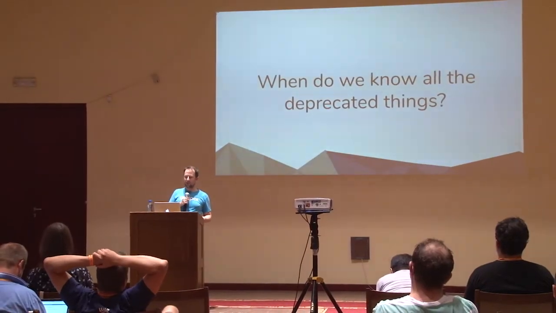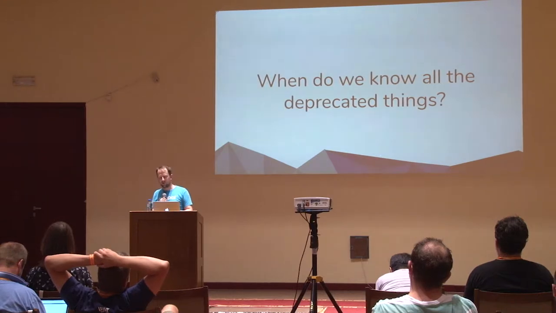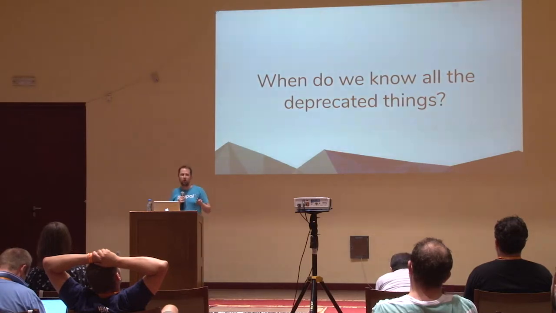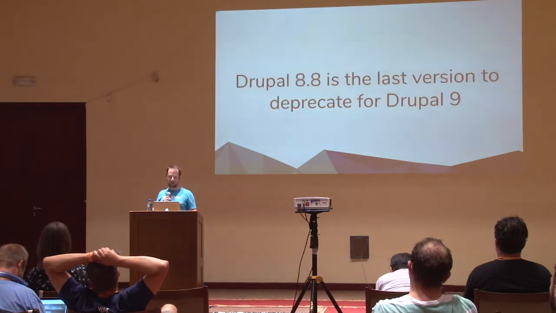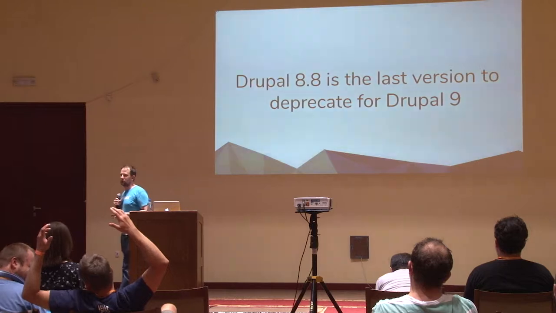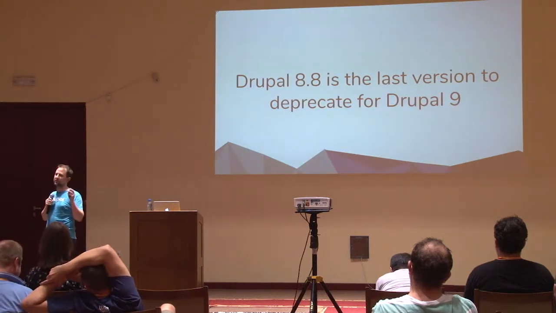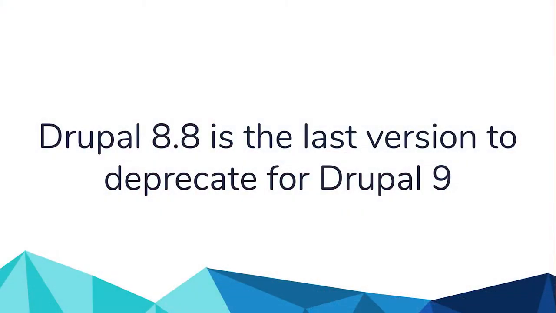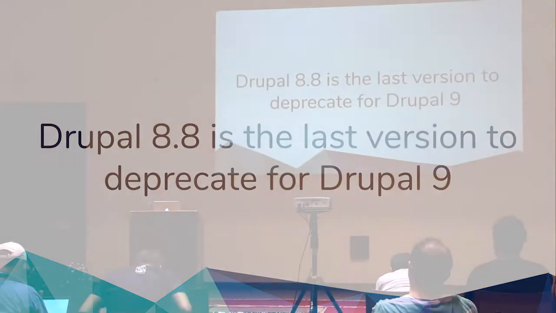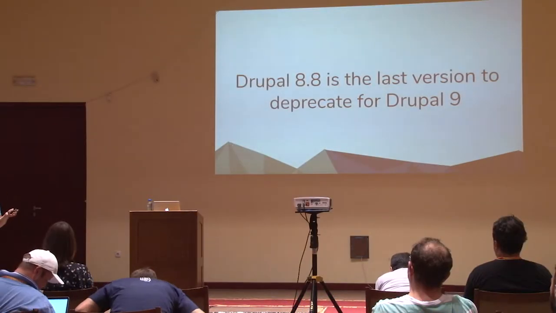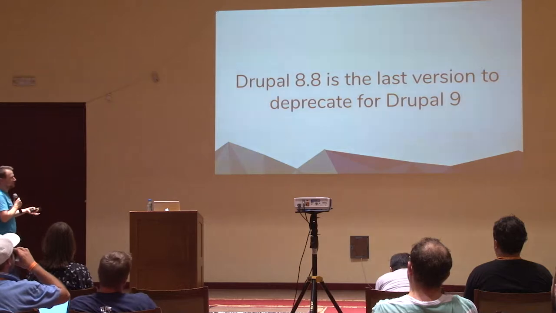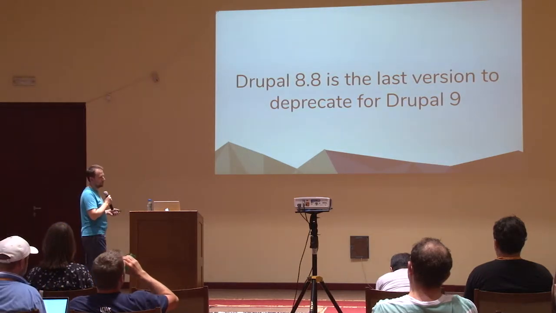The next question is, when do we know all the deprecated things? Okay, we are deprecating, it's great. But when do we know what the Drupal 9 API is going to look like, basically? The answer is we decided that Drupal 8.8 is going to be the last version to deprecate for Drupal 9. So this December, when Drupal 8.8 comes out, we will have a release that has all of the deprecations for Drupal 9. So the Drupal 9 API essentially will be defined, other than maybe some third-party dependency updates that we did not foresee. We also hope to be complete with the third-party dependency updates by December.